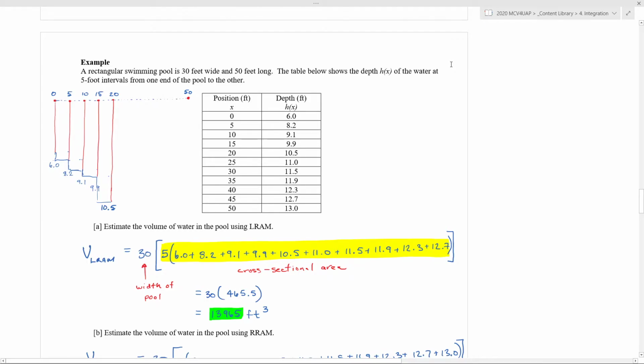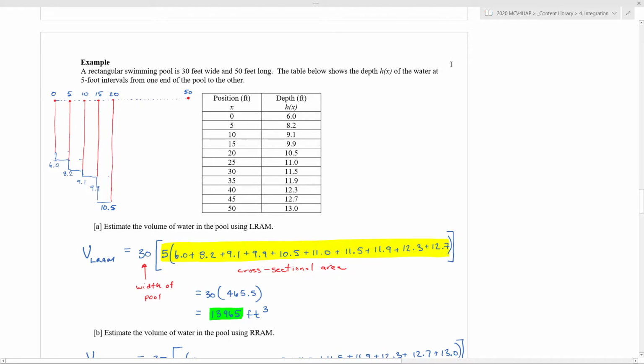So what we need to do is estimate the volume by calculating that cross-sectional area all the way from 0 to 50. If we take that area and multiply it by the width of the pool, which is 30, that will give us the volume of the water in the pool.